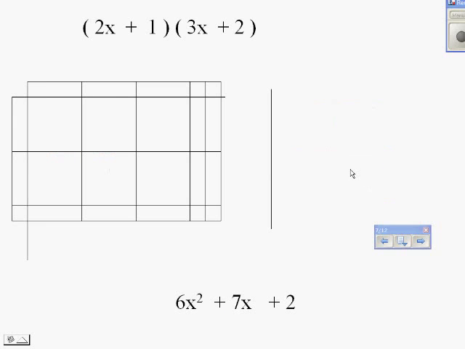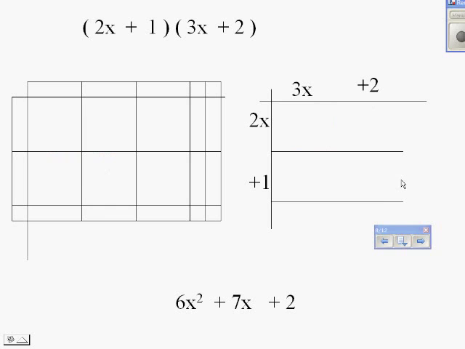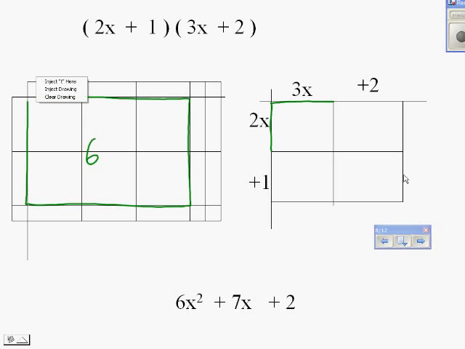The last one here, again, on the left we have 2x and 1. On the top we have 3x and 2, splitting into the 4 answer areas. Looking at this section, that is 2x by 3x. That's this area here, 2x by 3x. We can see that the area of that rectangle is 6x squared. We could also work it out mathematically.